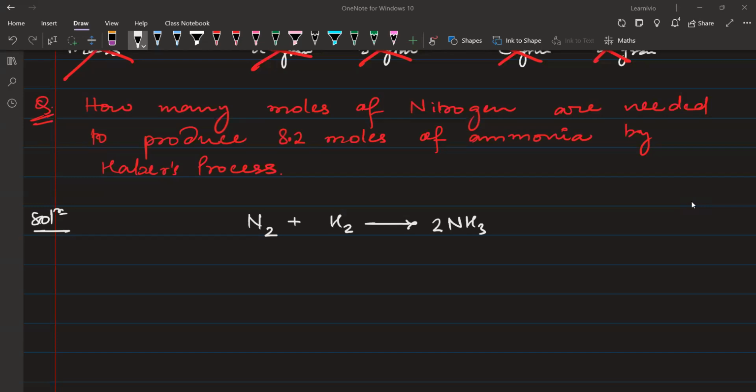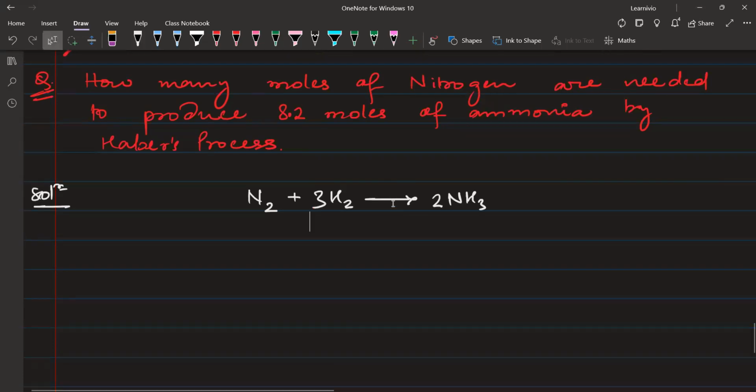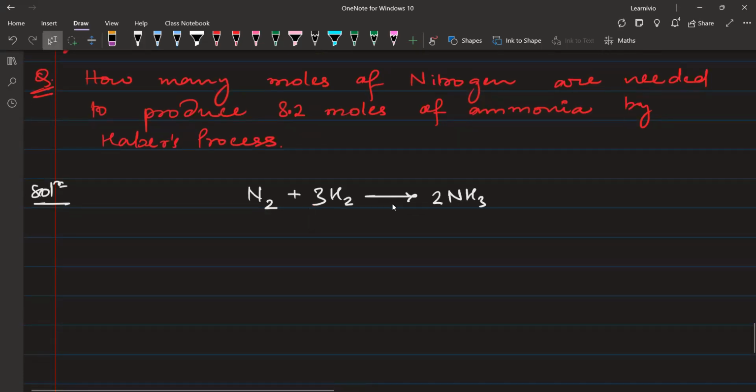ठीक है, how many hydrogens we are having? 6. Here I will multiply. Now it is balanced. Yes or no? Yes, sir. ठीक है, what we will write?